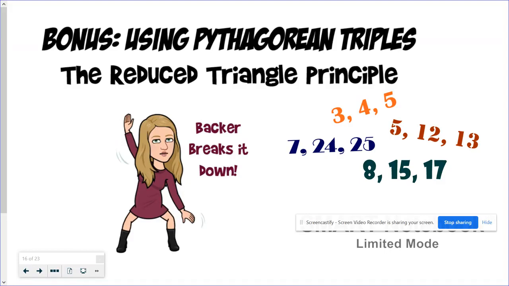Once again, I must reiterate, Pythagorean triples are a shortcut. That's all it is, a shortcut. You can get the same result using the Pythagorean theorem, but if you can recognize when you're using a Pythagorean triple, it can save you some time.